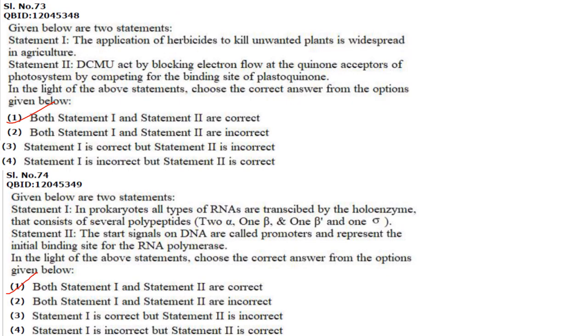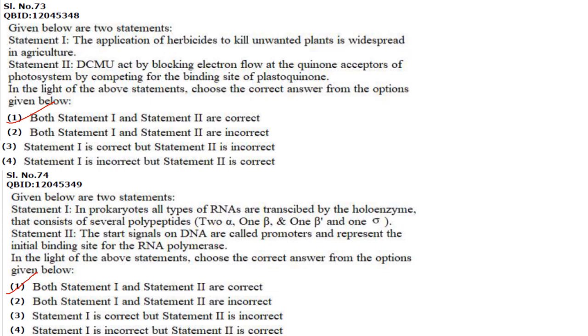Then next one. Given below are two statements. Statement 1. The application of herbicides to kill unwanted plants is widespread in agriculture. That's correct. DCMU acts by blocking electron flow at the quinone acceptors of photosystem by competing for the binding site of plastoquinone. That is the action of DCMU, which is also a herbicide. So, in the light of the above statements, choose the correct answer from the options given below. Both statements 1 and 2 are correct. Yes, that is correct.